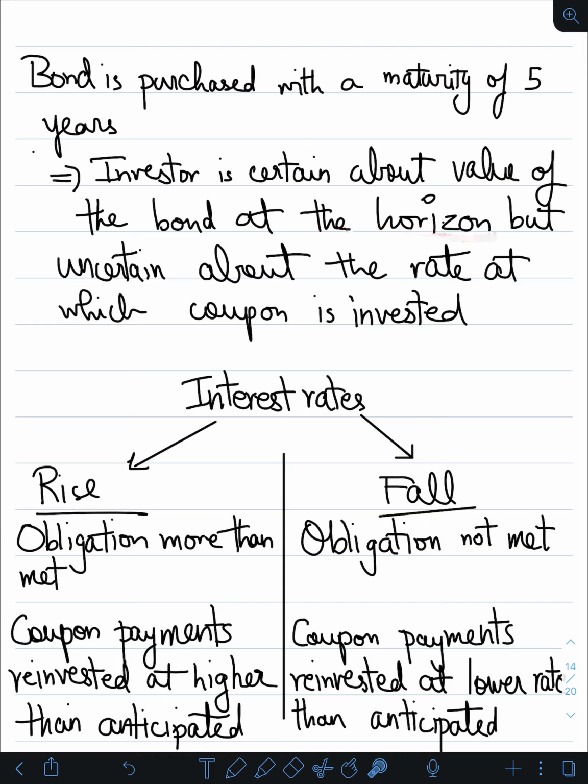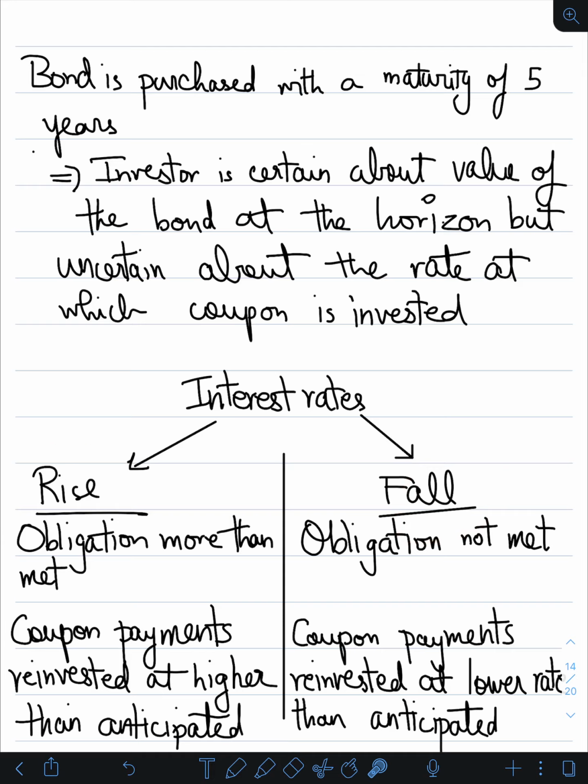Okay. Now, however, we don't know what the interest on the coupon is going to be in the interim period. So we are unsure about the rate at which that coupon is invested. Okay. So we're trying to meet the obligation where the principal value and the coupon combine to give us whatever liability we're trying to meet. So let's say there's two possibilities for the interest rates, right? At that point, the interest rates could rise or they could fall.